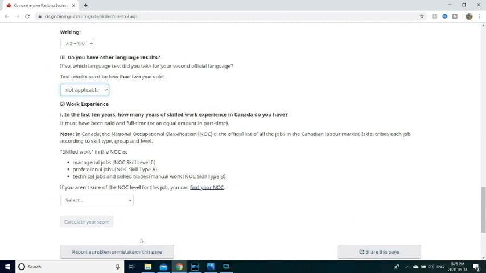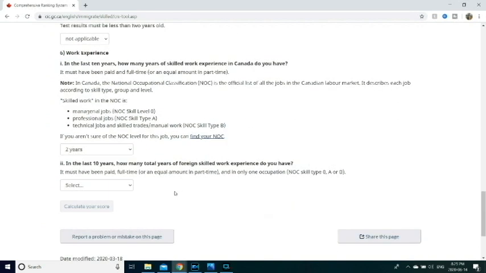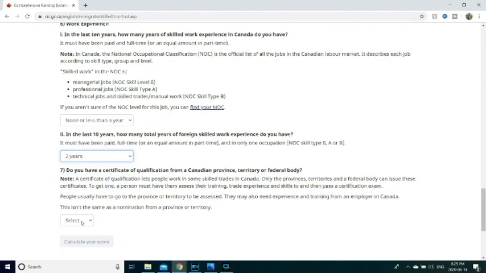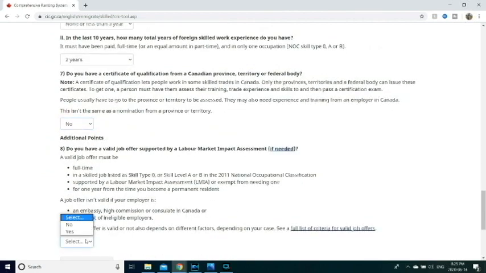Work experience we are gonna decrease here because we decrease the age. So let's say you have 2 years of work experience. Now, this is inside Canada, sorry, it will be none. Outside Canada it's gonna be say 2 years. Do you have, this is gonna be no, as we did know in the earlier one as well. Additional point, no sibling.